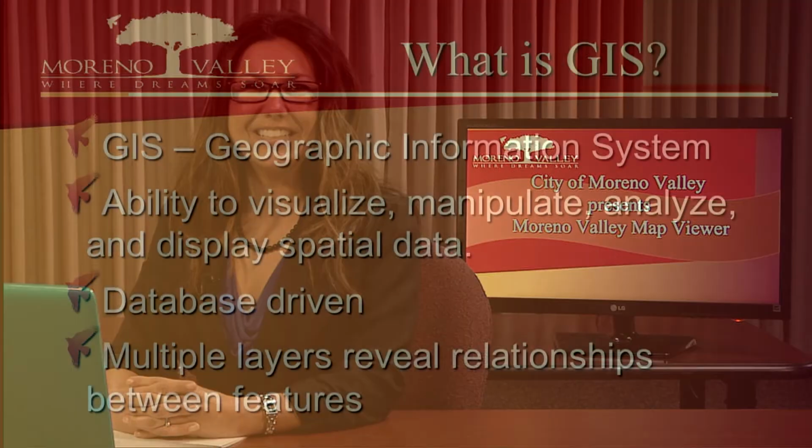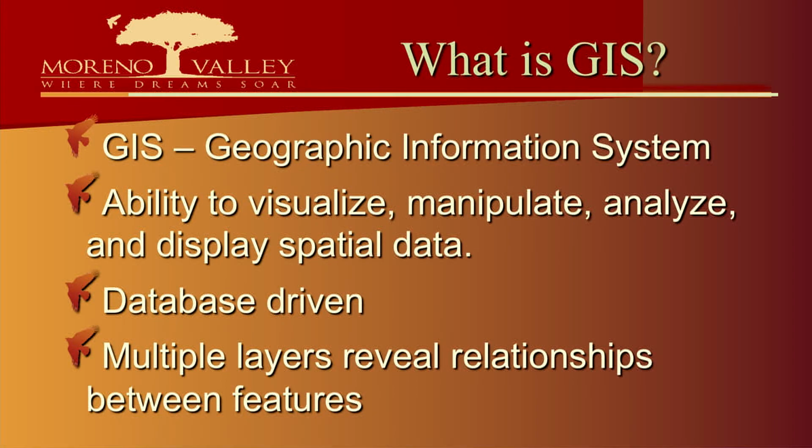So let's get started. GIS, which means Geographic Information System, is a system that allows users to visualize, manipulate, analyze, and display spatial data. The features on the map are database driven, which means that each shape depicted on the map is tied to a table behind the scenes. The shapes can be data-rich with many attributes and are not just graphics laid onto a map.